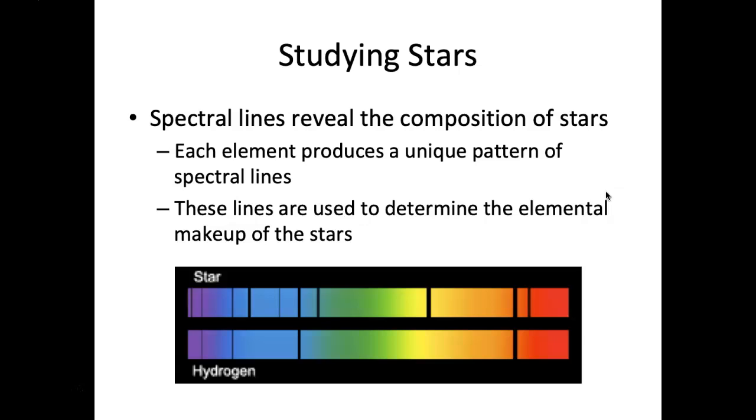So you can see here the star spectral line is going to be on the top, and the bottom is the spectral lines for hydrogen. They match up with several of those lines, so we can say that this star will have some hydrogen gas in it.